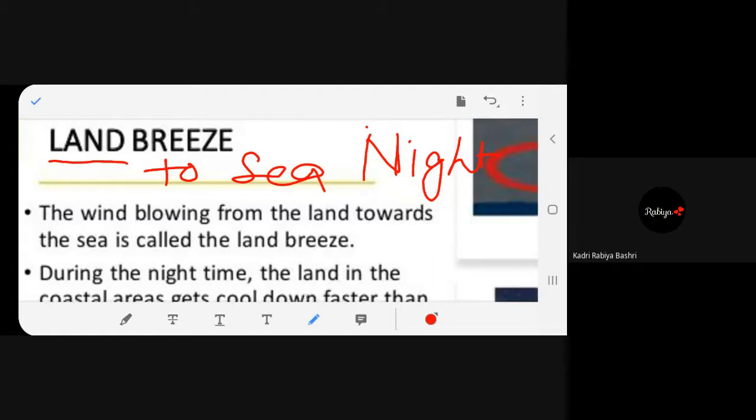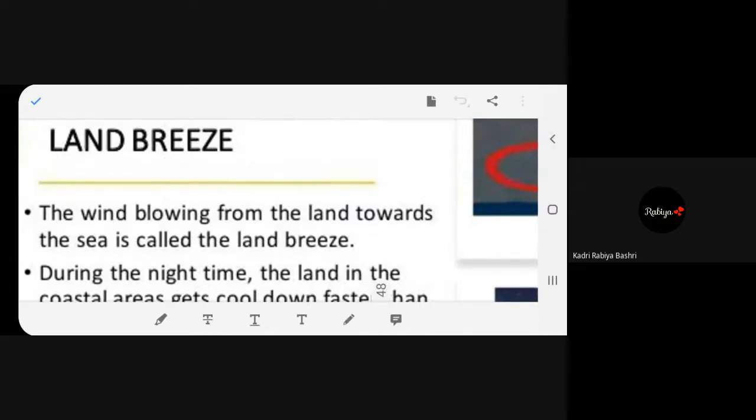Daytime is over. Night time, beta. This is night time. I've already written it over there. I thought you would look at it. Okay, does not matter. So land breeze is night time, sea breeze is daytime. This is how you have to recollect.